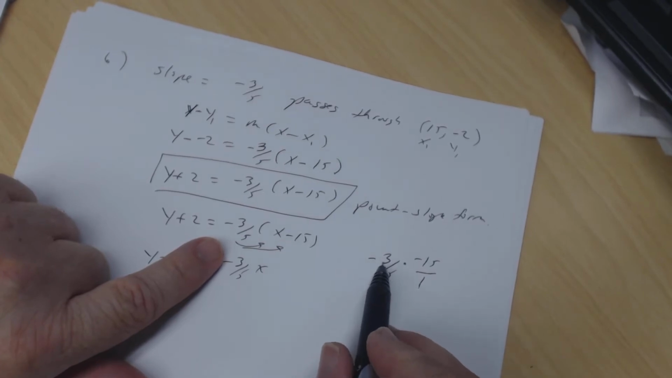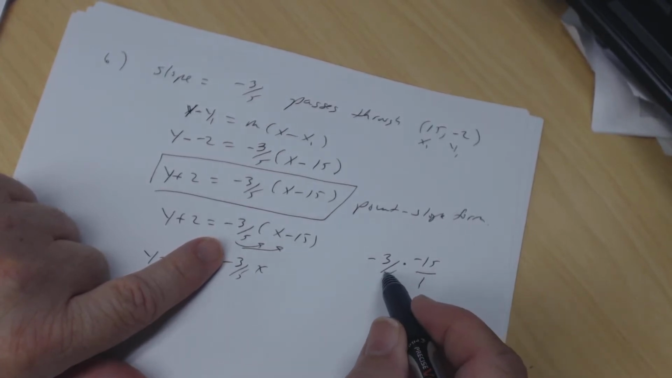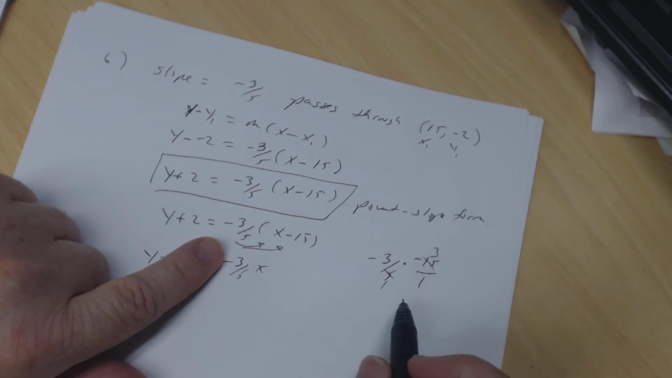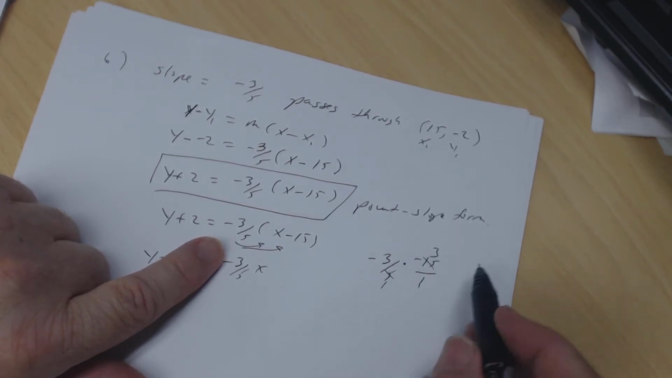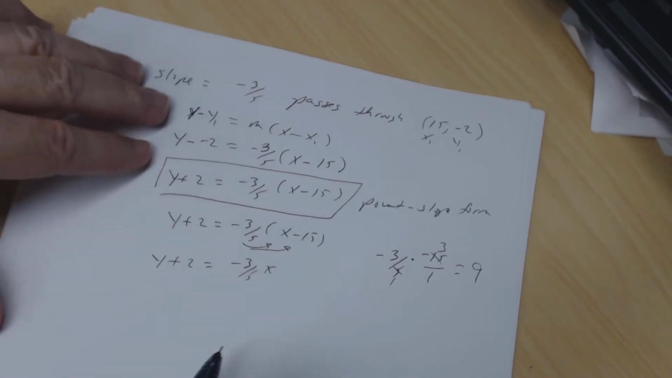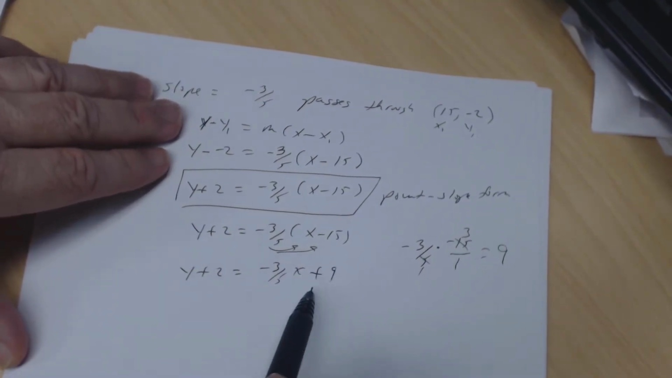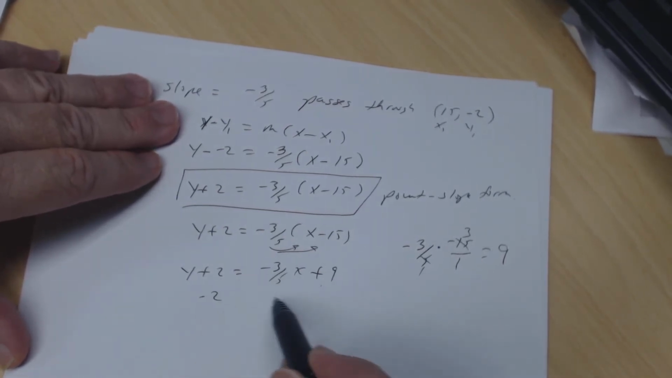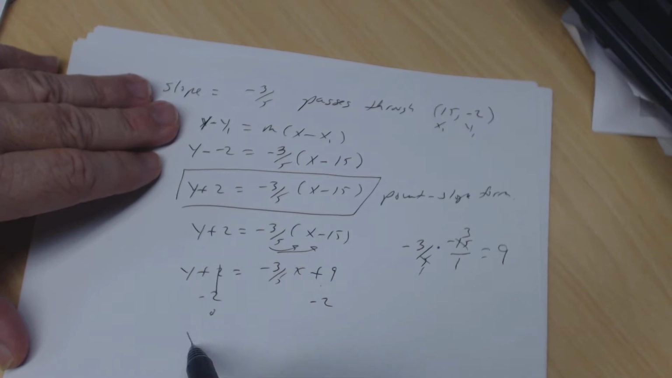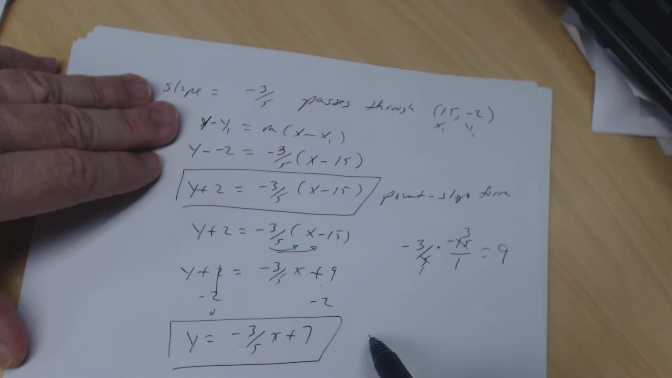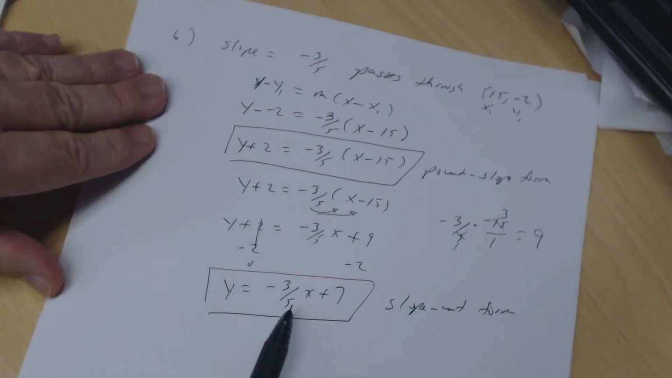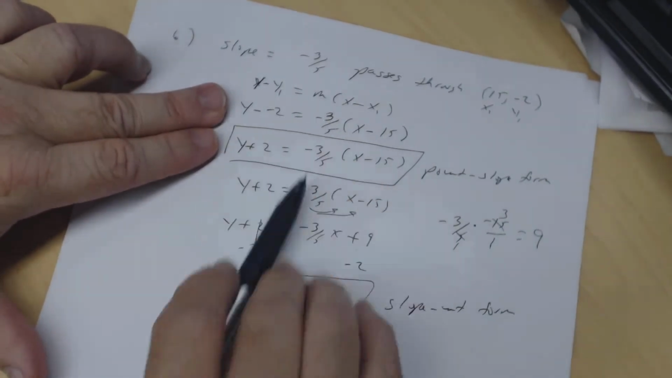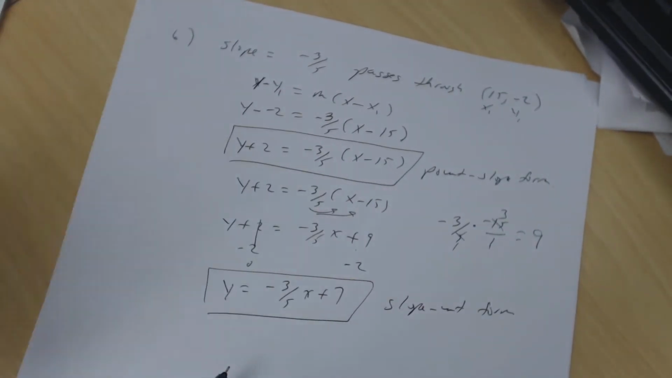First of all, remember that a negative times a negative is a positive. And then when I reduce, 5 into 5 is 1, 5 into 15 is 3, and so I get a negative 3 times a negative 3, which is a positive 9. So that would be plus 9. Make sure you get that. And now I'm going to subtract 2 from both sides, and so I get y equals negative 3/5 x plus 7. So that is slope-intercept form. So what you found was that the slope is negative 3/5, which we knew, and that the graph crosses the y-axis at 7.